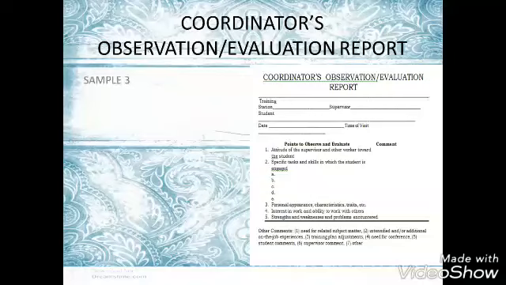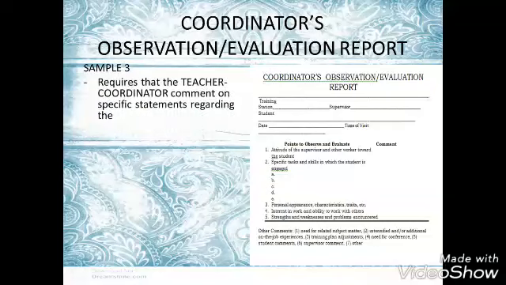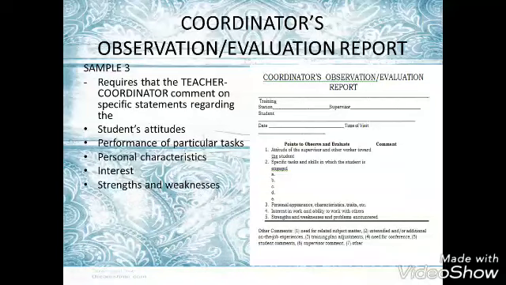Note that after the heading, Sample 3 requires that the teacher coordinator comment on specific statements regarding the student's attitudes, performance of particular tasks, personal characteristics, interests, and strengths and weaknesses. These are the designated points to observe and evaluate. Additional space is then provided for indicating further actions which need to be taken or comments that were made by the student or on-the-job instructor.